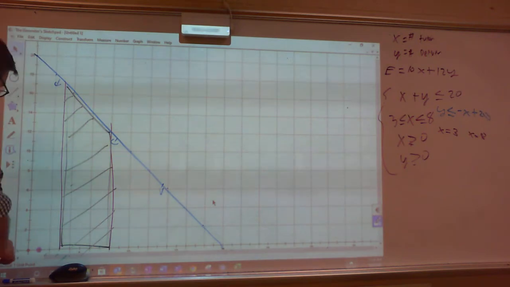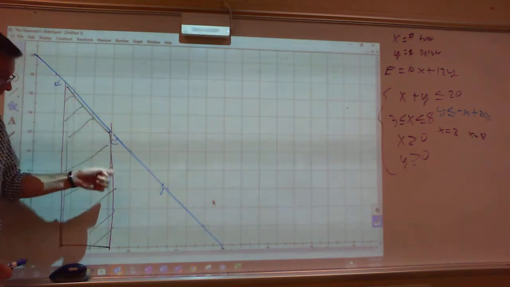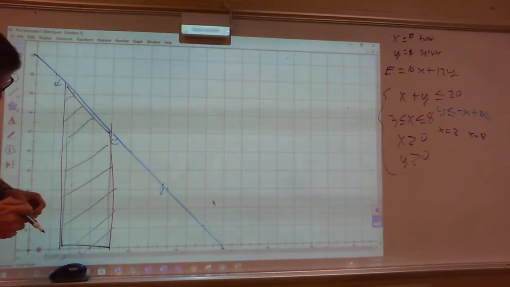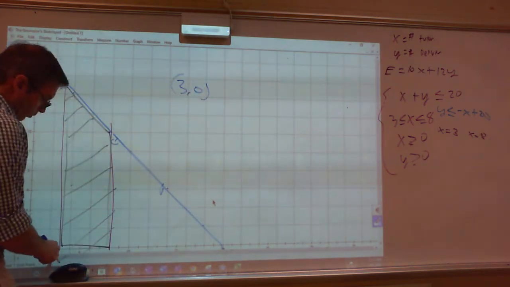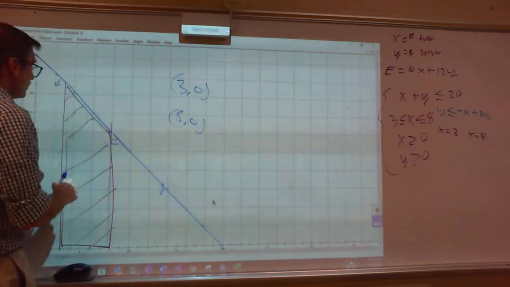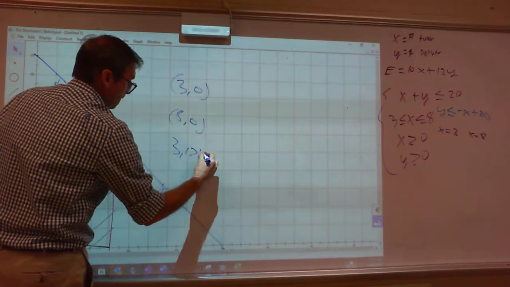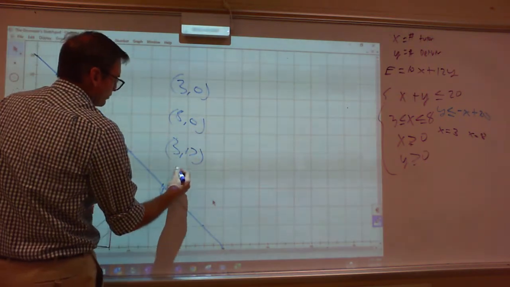Once you identify your feasible region, you need to come up with the boundary points. So you need to come up with these corners. We've got this corner, which is (3, 0). We've got this corner, which is (8, 0). We've got this corner, which ends up being (3, 17). And our last corner ends up being (8, 12).